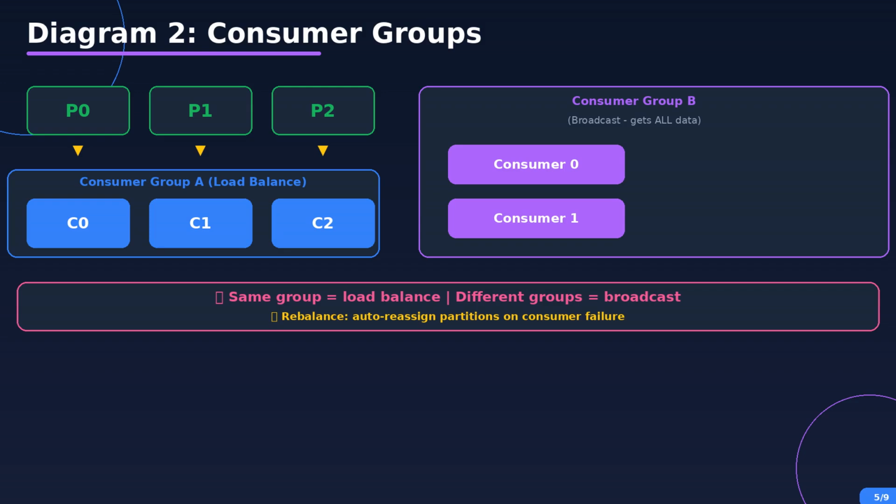Different consumer groups are independent. Each group gets all the data. Same group equals load balancing. Different groups equals broadcast. Brilliant.